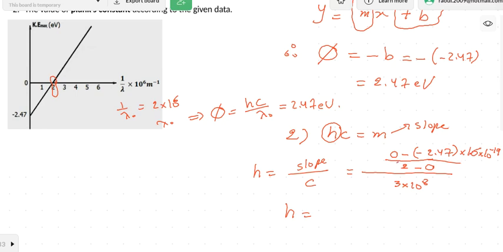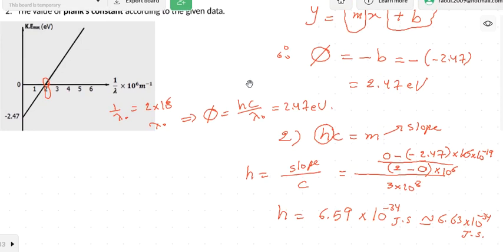Between brackets, you need to change it: you multiply them by 10 to the power 6. If you do this calculation on the calculator, you get 6.59 times 10 exponent minus 34 joule second, which is close to the value we know for Planck's constant, 6.63 times 10 exponent minus 34 joule second. Okay, and that's all. Thank you very much. Thank you. Salam alaikum.